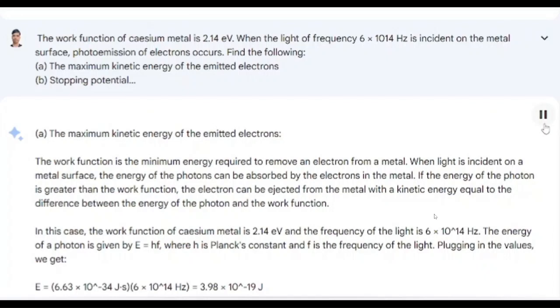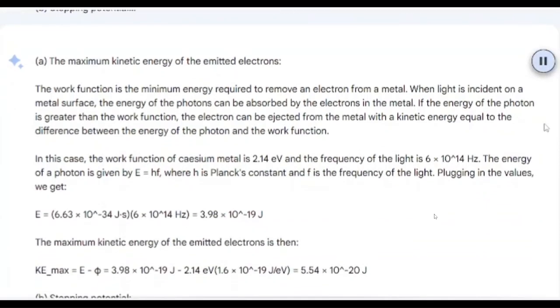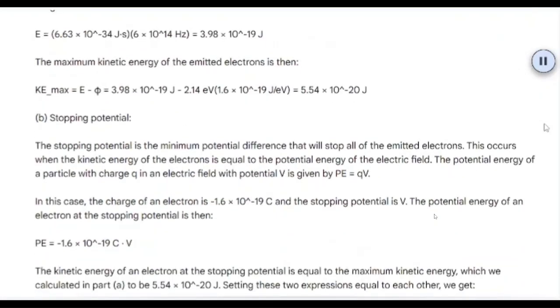In this case, the work function of cesium metal is 2.14 electron volts and the frequency of the light is 6 × 10^14 Hz. The energy of a photon is given by E equals hf, where h is Planck's constant and f is the frequency of the light. Plugging in the values, we get E equals 6.63 × 10^-34 J·s times 6 × 10^14 Hz, equals 3.98 × 10^-19 J.